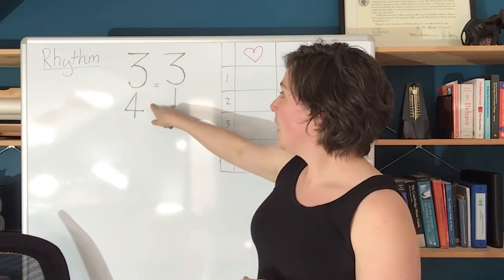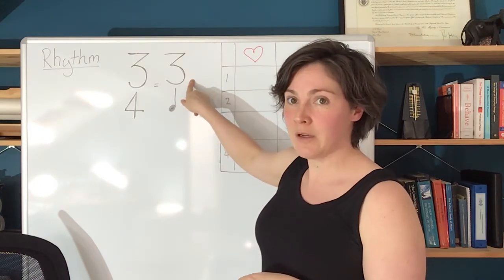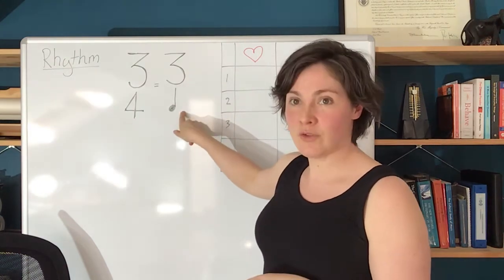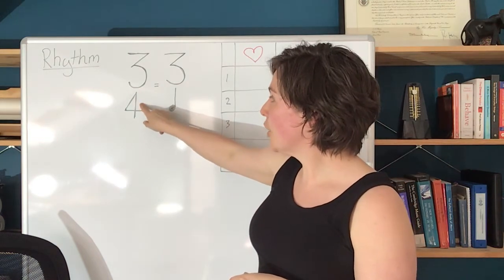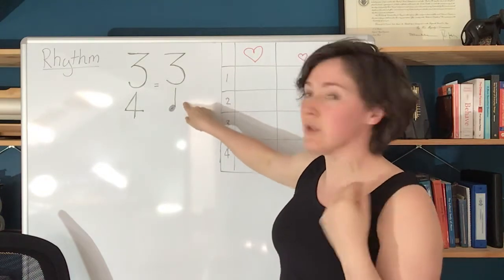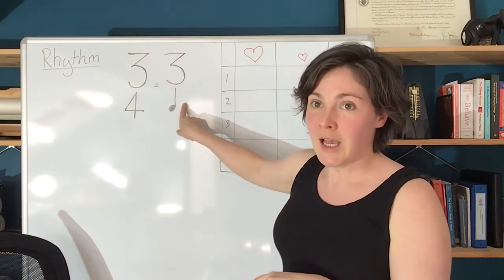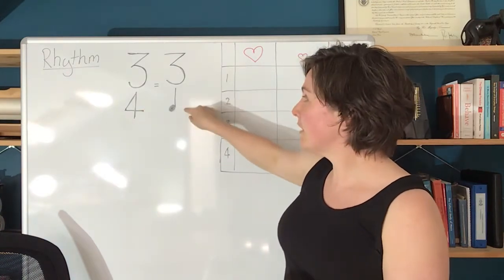Okay. Now what that means is that we have three beats in each bar, and the beats that we are counting in are crotchets. So this four is a code number for a crotchet. And I said last week it would be much more simple if time signatures were written this way, but they're not. So we have to remember our code numbers, okay? So we're in 3-4 time.